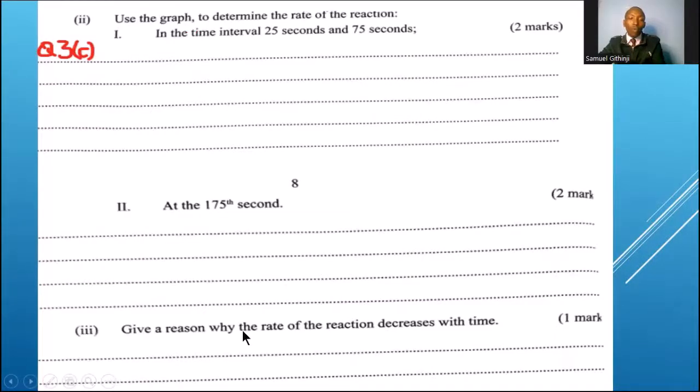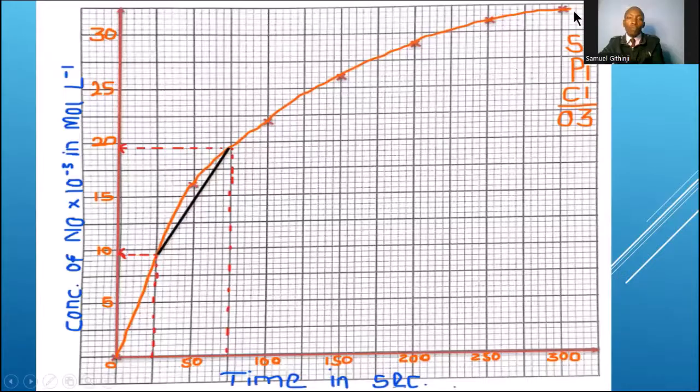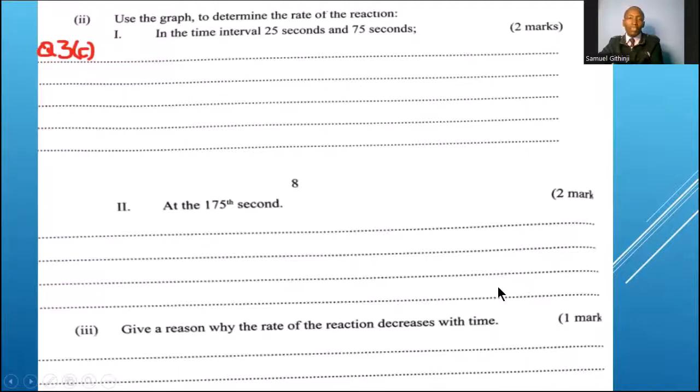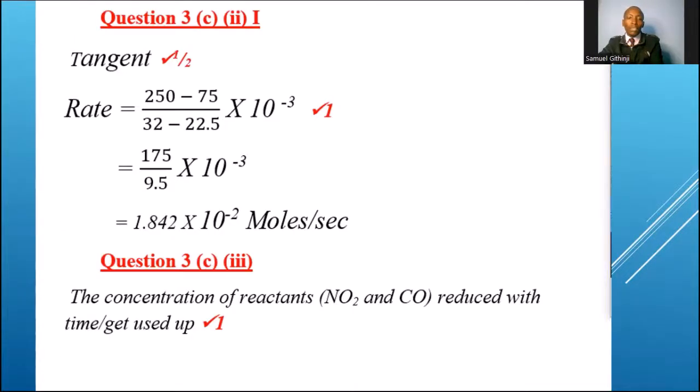Give a reason as to why the rate of reaction decreases with the time, all the way from the graph. If you look at this, the rate of reaction as you start is higher than when it's coming to an end there. Basically, that's a question that my student should know. With the time, the concentration of the reactant, in this case nitrogen(IV) oxide and CO, carbon(II) oxide, reduces with the time. All of it is used up. That is the case, my student.